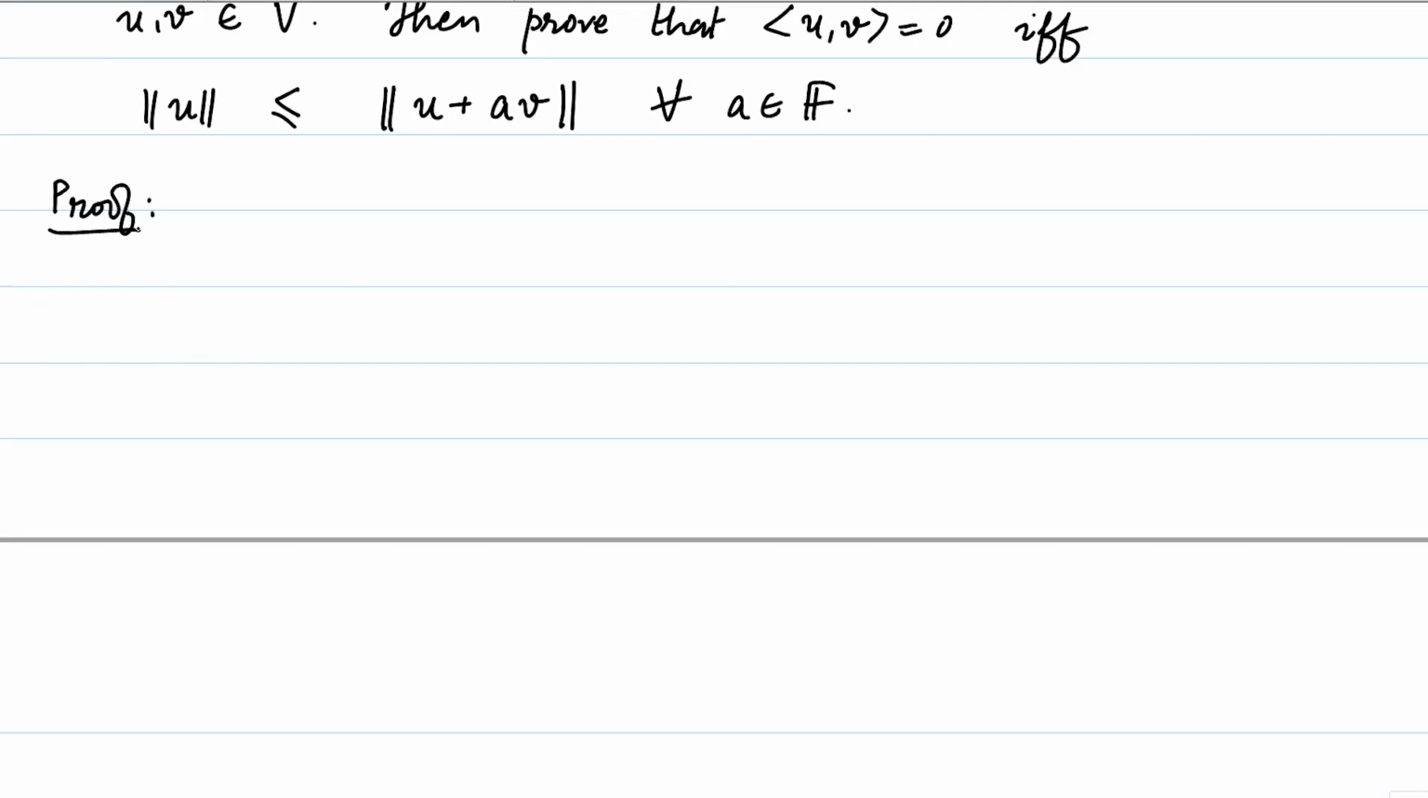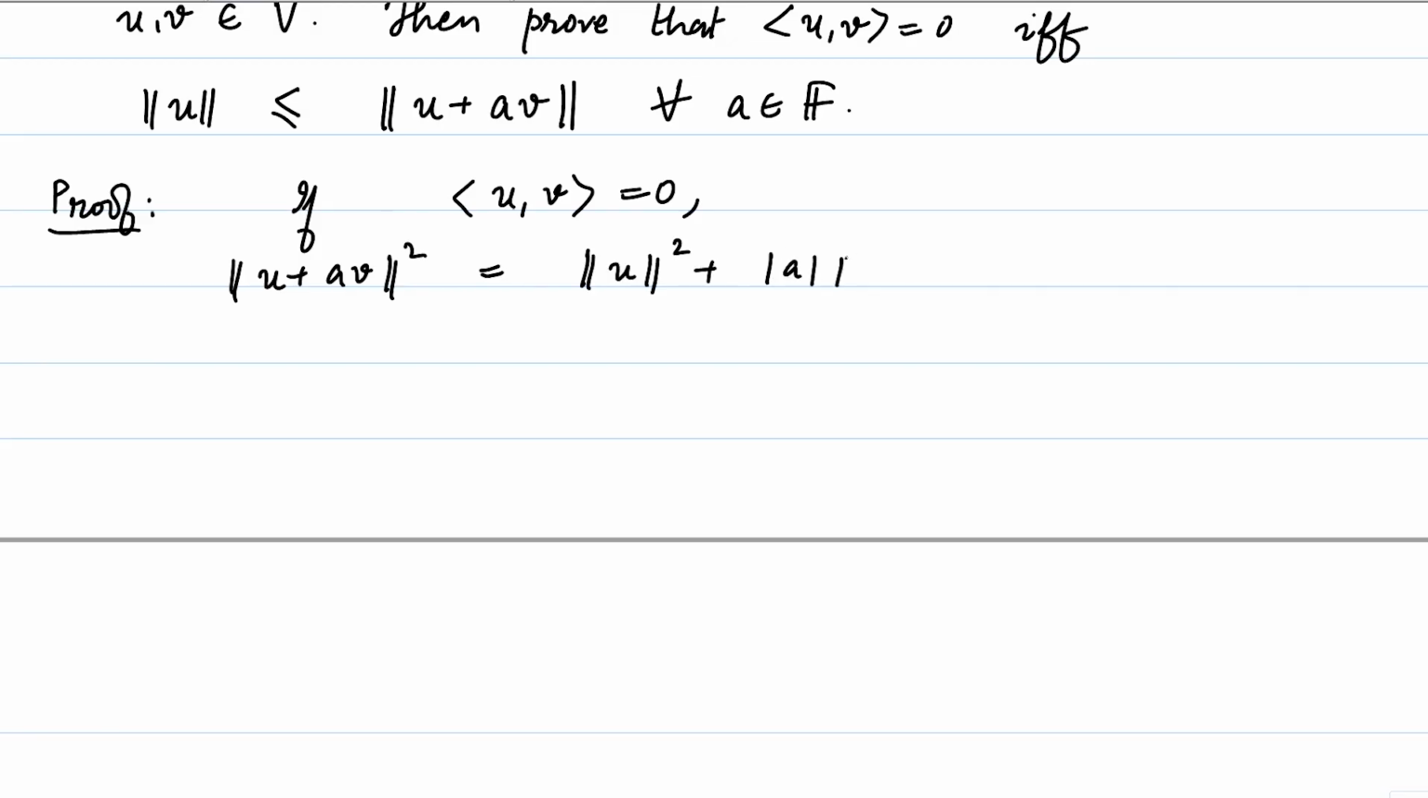One side should be easy. If the inner product of u, v is equal to 0, then what do we know about the norm of u plus av, the whole square? By Pythagoras theorem, this is equal to, well, I was using the word norm, but what I mean is length. So this is going to be the length of u squared plus mod a times the length of v squared. Notice that this is a positive quantity.